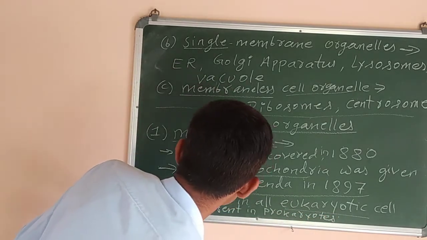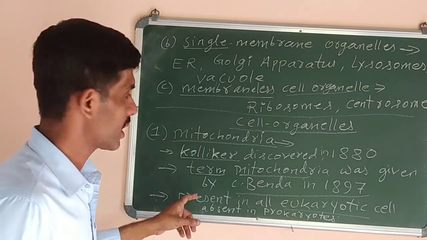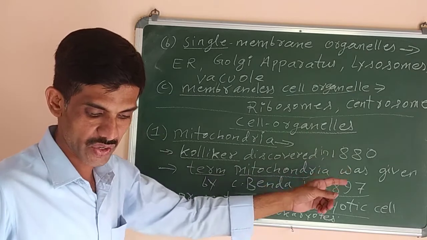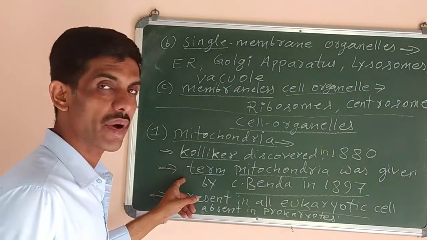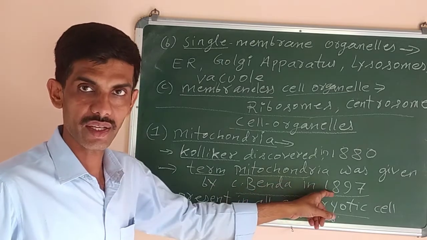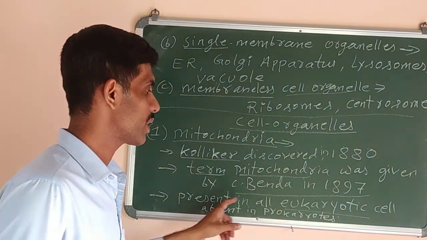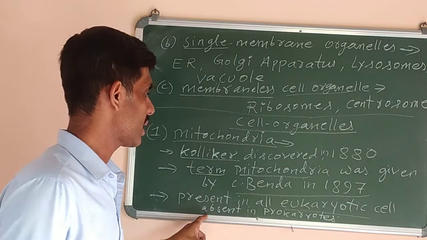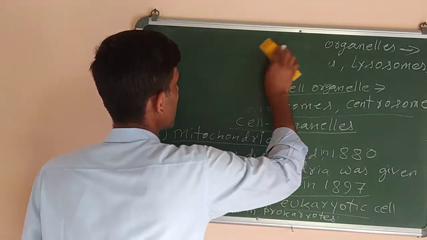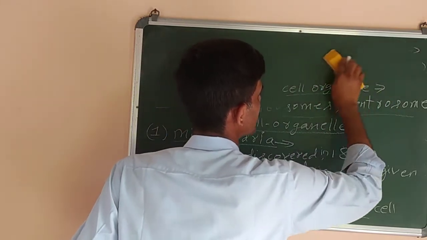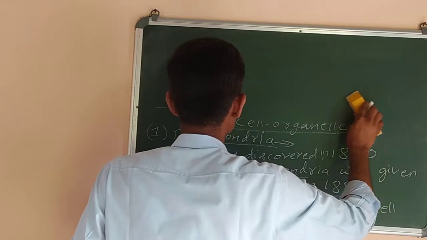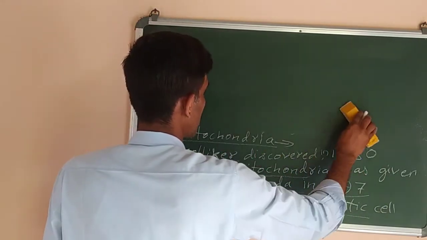Alright. So what are the points we studied till now? Mitochondria was discovered by Kolliker in the year 1880. The term mitochondria was given by a scientist called C. Bender in 1897, and it is found in all the eukaryotic cells but absent in prokaryotes. Prokaryotes means bacterial cells. They have the primitive cellular structure, they lack many membrane-bound cell organelles also.